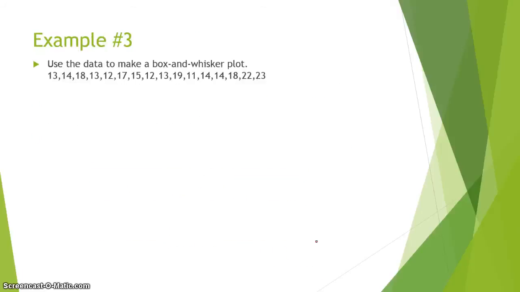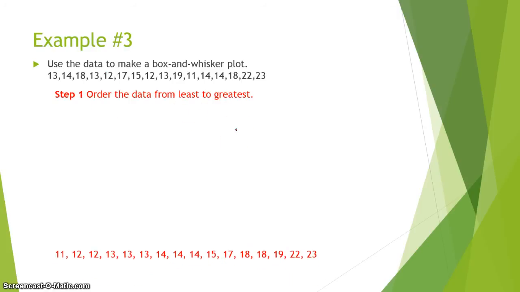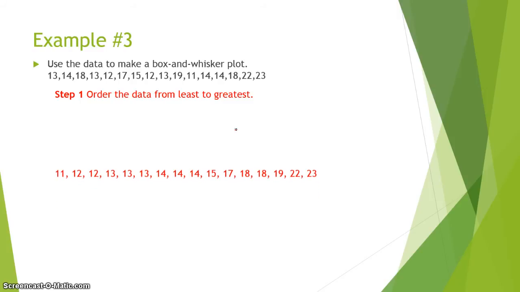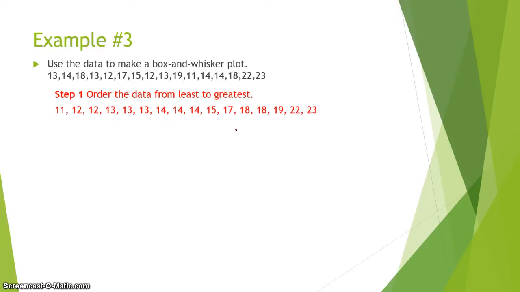Here we have data to make a box and whisker plot. We have here 13, 14, 18, all these numbers, and we want to make a box and whisker plot. So the first thing we need to do is put the numbers in order from least to greatest. So here they are. Make sure you include all the numbers.